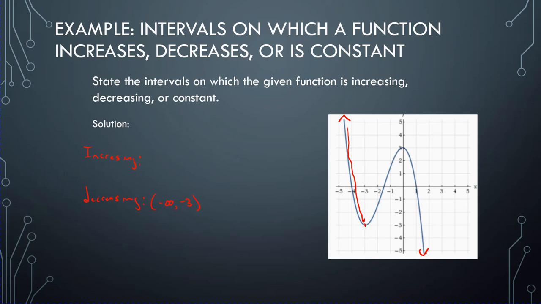And then once I hit negative 3, I start going up on the graph. I go up, up, up until I reach this point. So that's the x value, negative 3 to 0. So I'm increasing from negative 3 to 0. And then after x is equal to 0, I start walking on the graph and I'm going down. So then it's decreasing from 0 to positive infinity because this graph is going to keep going down into the right forever.